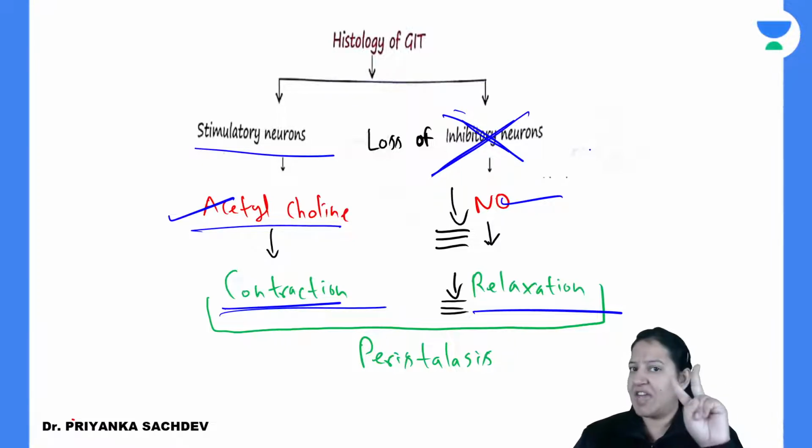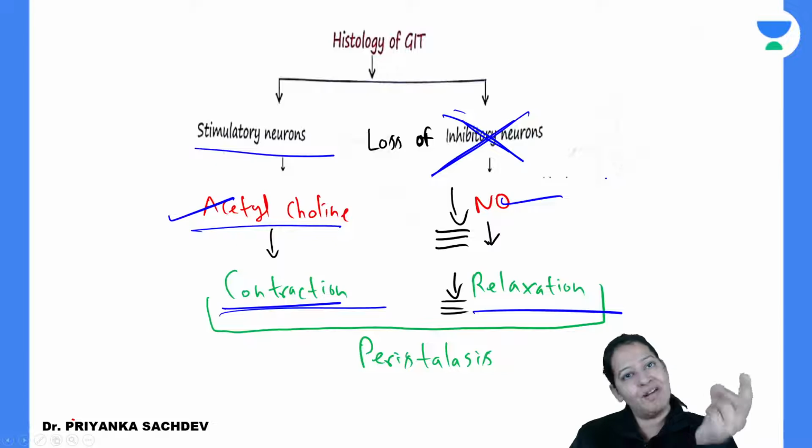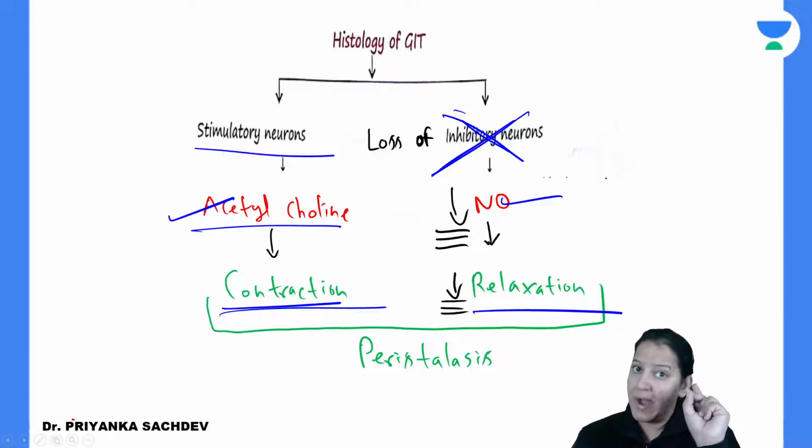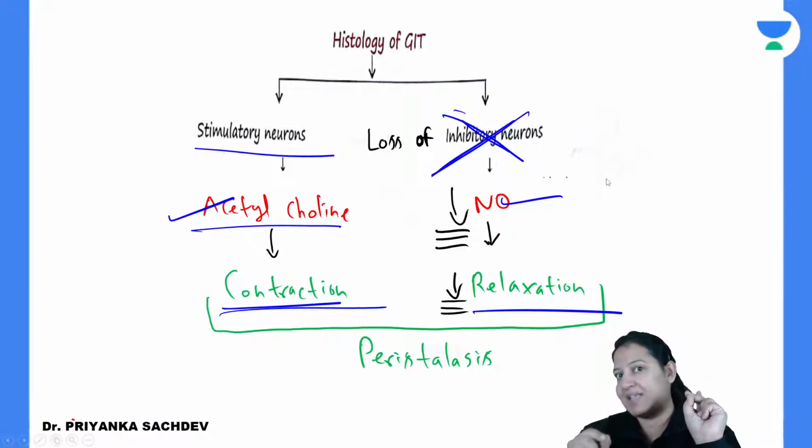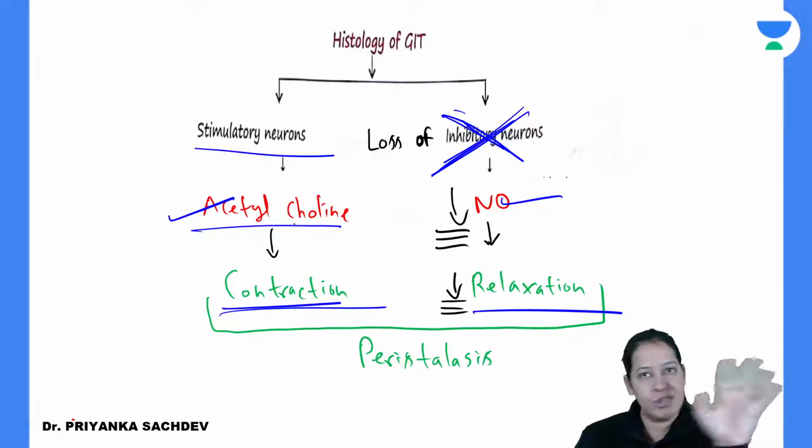Now, the cause of destruction can be congenital, God has not given them, or it can be acquired. Acquired is due to the destruction of these specific neurons by a parasite. The name of the parasite is Trypanosoma cruzi. It is known as Chagas disease. So in Chagas disease, with Trypanosoma cruzi, these inhibitory neurons are lost, they are destroyed.